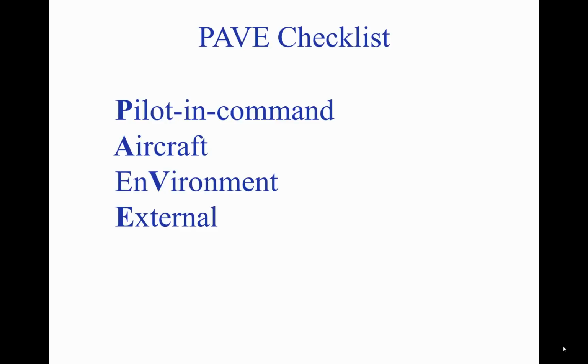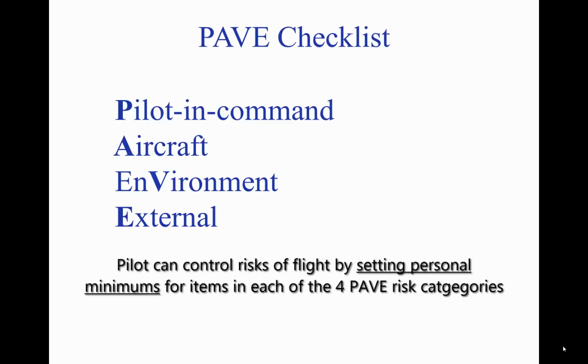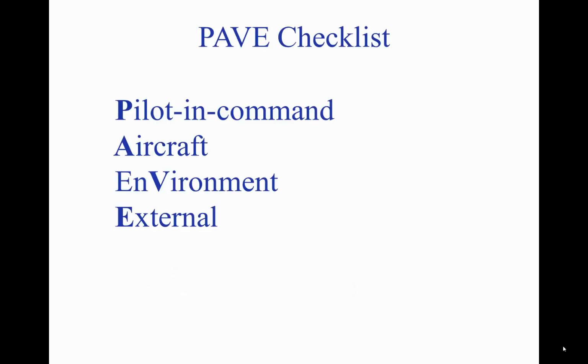If the pilot decides to continue with the flight, he or she should develop strategies to mitigate the risks. One way a pilot can control the risks is to set personal minimums for items in each risk category. These are limits unique to that individual pilot's current level of experience and proficiency. One of the most important concepts that safe pilots understand is the difference between what is legal in terms of regulations and what is smart or safe in terms of pilot experience and proficiency.